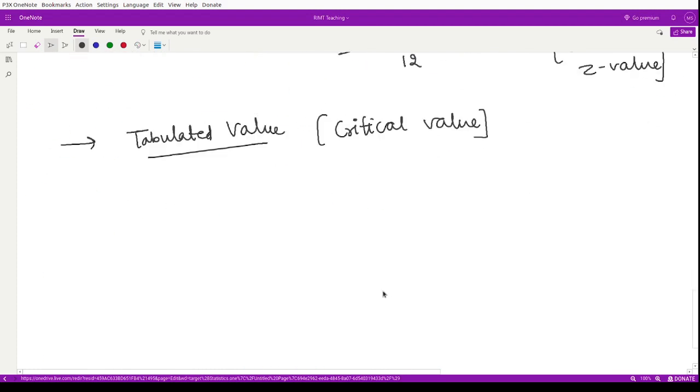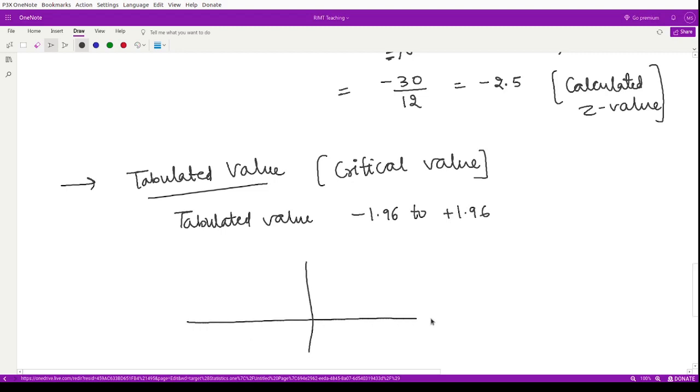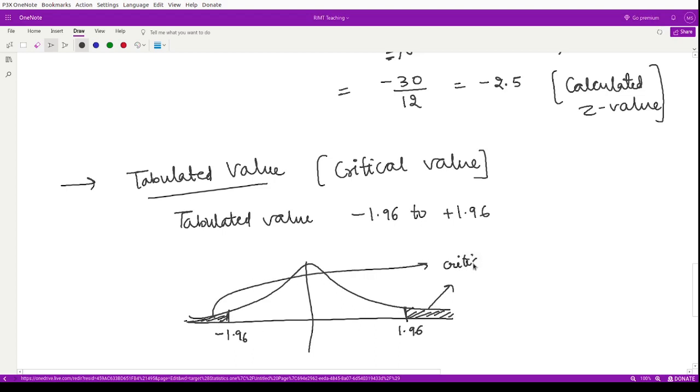So let me draw the critical region. Your tabulated values range from minus 1.96 to plus 1.96. Your distribution would now look something like this, having the critical ranges. So this value would be 1.96, this would be minus 1.96. If this is your critical region, these two are your critical regions.